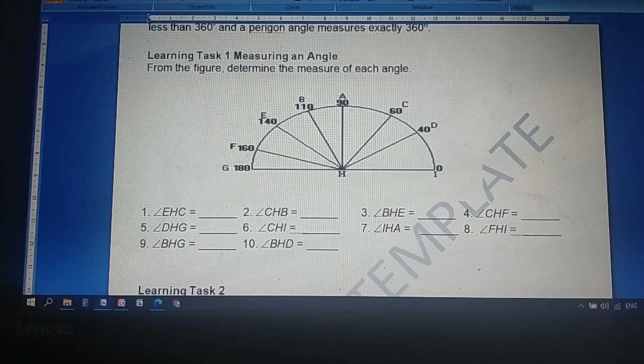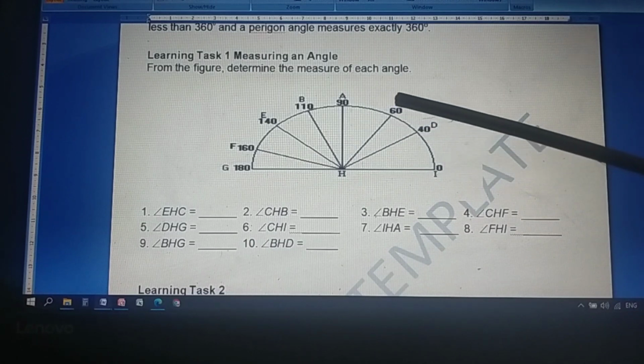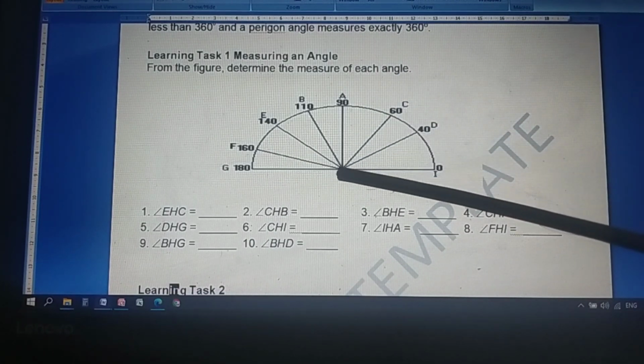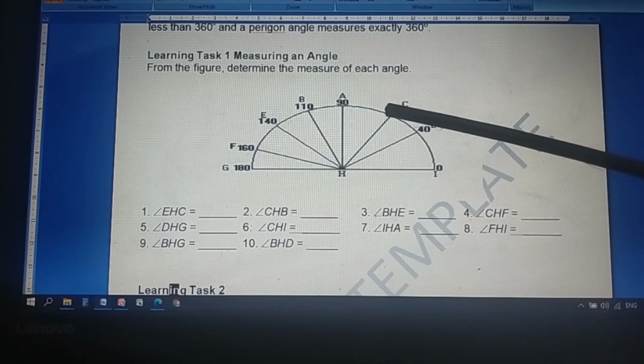Another, let's say angle GHC, or angle CHG. So we simply subtract 180 degrees minus 60, then the answer is 120 degrees.